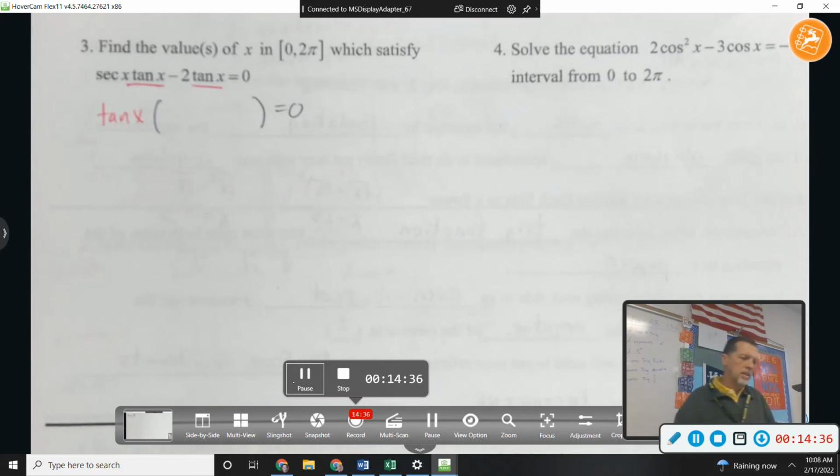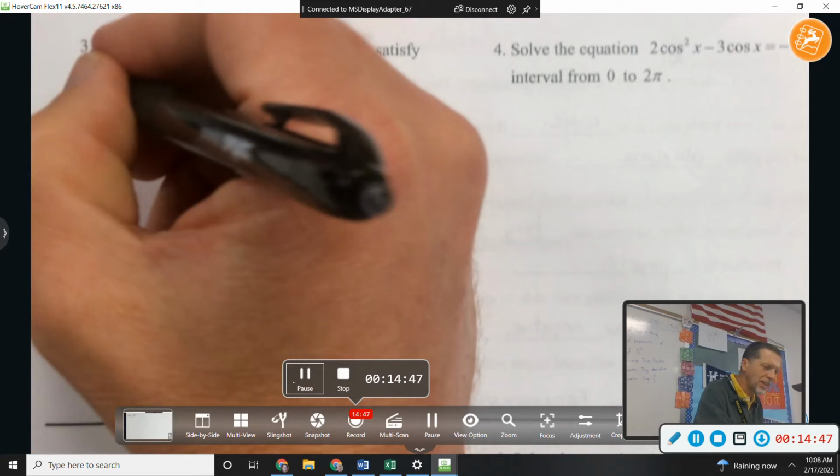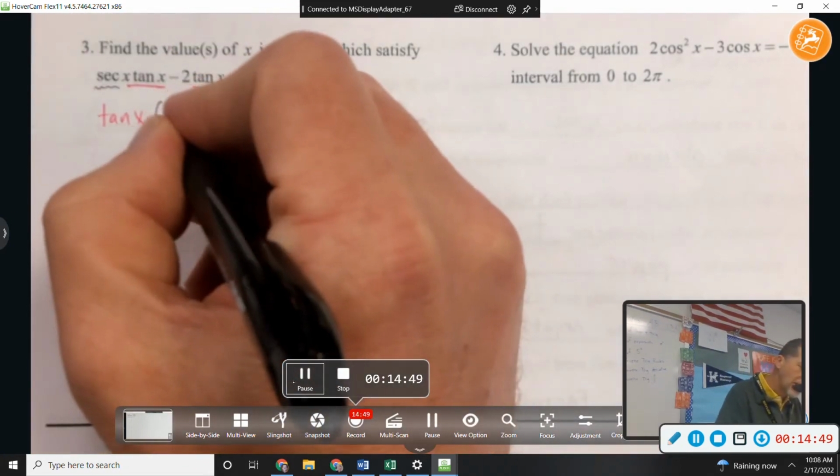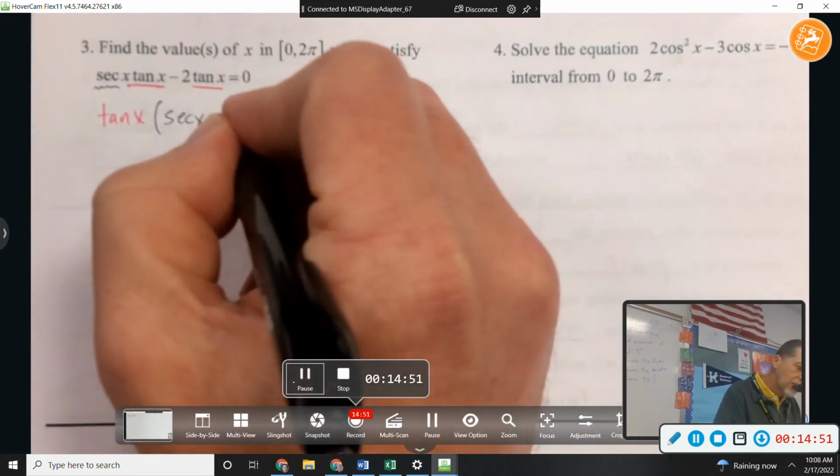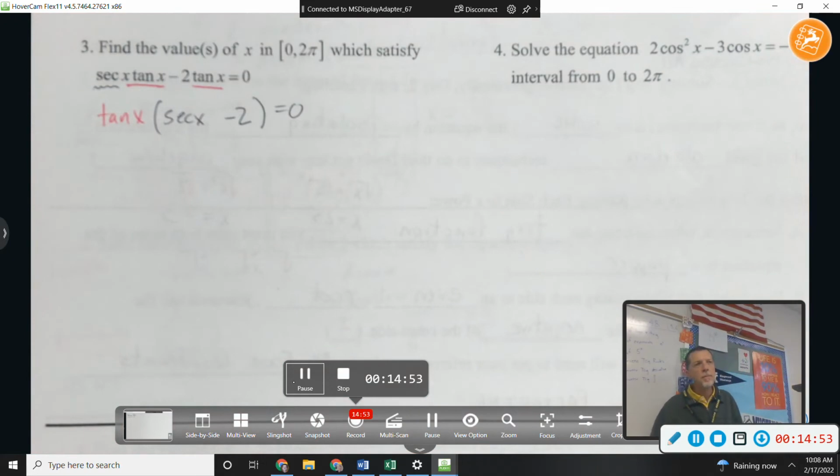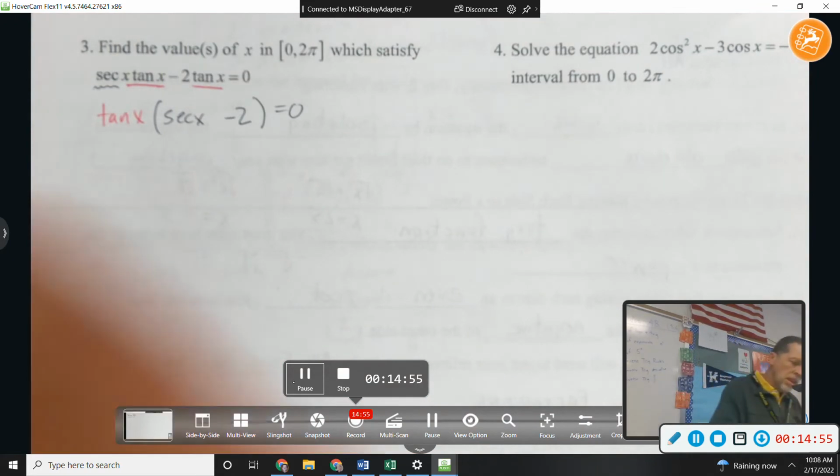Should we change the secant to... Yes, we should eventually change the secant. The secant is a problem, but I don't want to change it yet. So you're right, secant's weird. We'll worry about that in a minute. Secant x minus 2 equals 0.